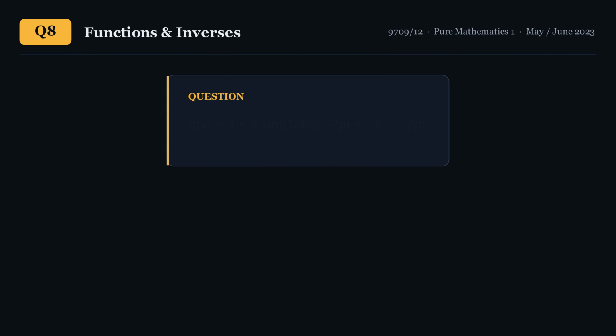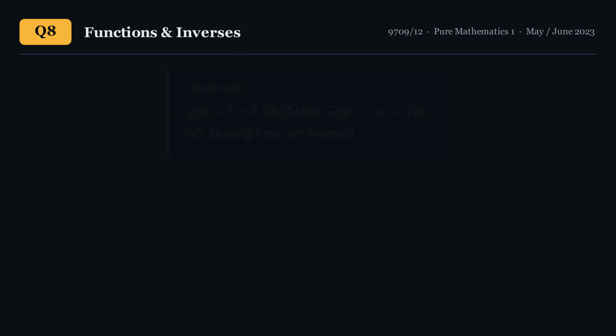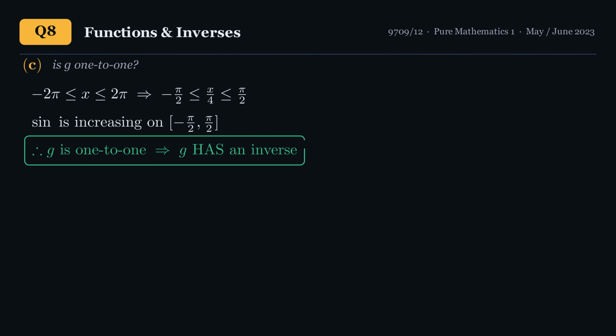g of x equals 3 plus 2 sine 1/4 x, for x from minus 2 pi to 2 pi. Part C. Does g have an inverse? Now let's work through the solution step by step. An inverse exists only if g is 1 to 1. When x goes from minus 2 pi to 2 pi, x over 4 goes from minus pi over 2 to pi over 2. Sine is increasing on that interval. So g is 1 to 1 and does have an inverse. Yes, g has an inverse.